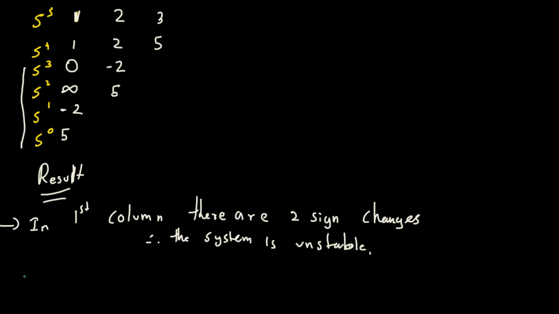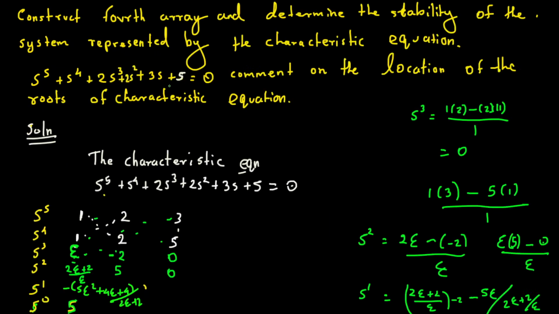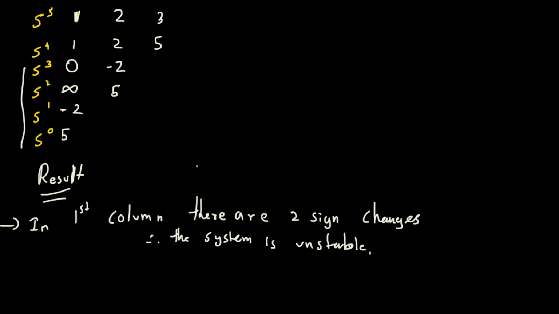Okay, and also if you look at the question, they have asked to comment on the location of the roots of the characteristic equation, which means we have to look at the right side of the plane or the left side of the plane, which depends on how many sign changes we have. So here we have infinity, that's a positive, and infinity to negative 2 is 1 sign change, and negative 2 to 5 is 2 sign changes. So if we have 2 sign changes, those two are in the right half of the S plane. So we can mention that one here.